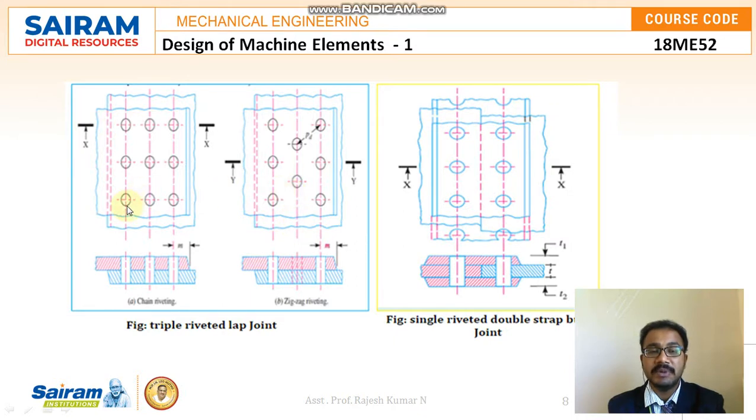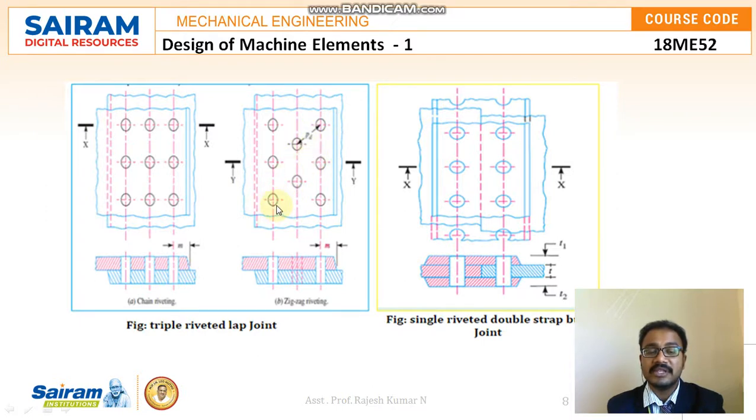You can see this particular sketch where the first row first rivet, second row first rivet, third row first rivet, all the locations are the same. Similarly first row second rivet, second row second rivet, third row second rivet, the locations are the same. That is why, since all the rivet locations are the same, it is called the chain type.